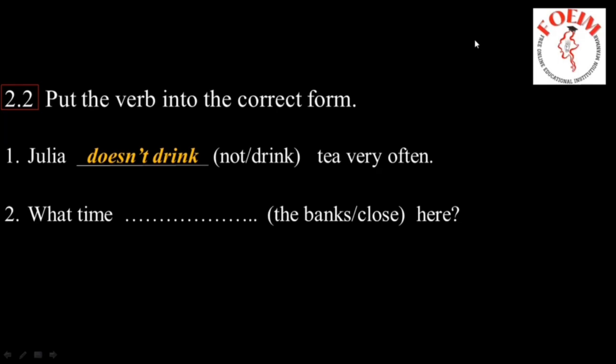Number one, Julia blank tea very often. It's a negative, and the subject is Julia, so it is does not. Julia does not drink tea very often. Doesn't is the short form of does not.